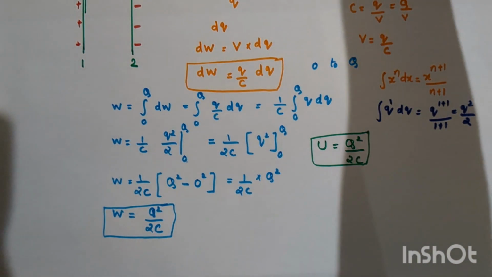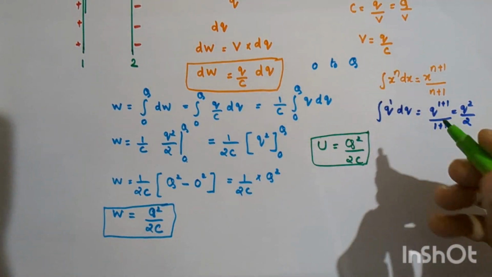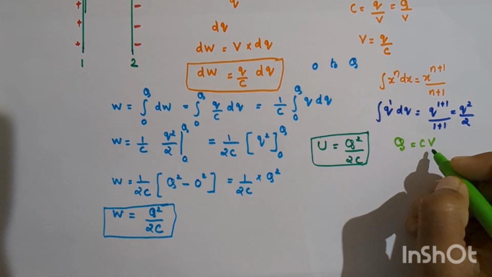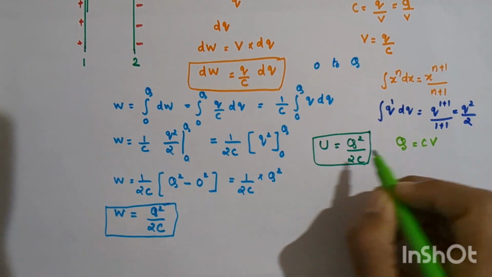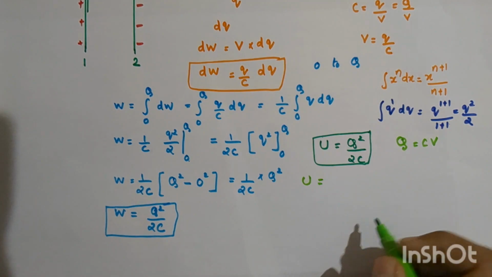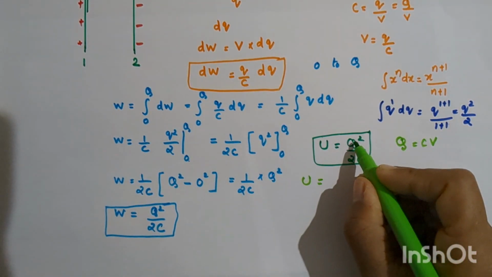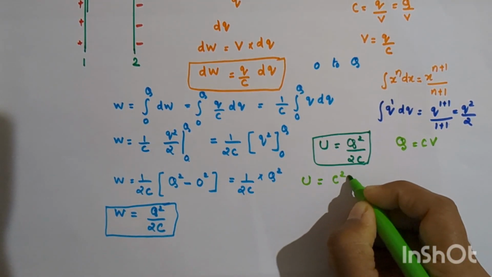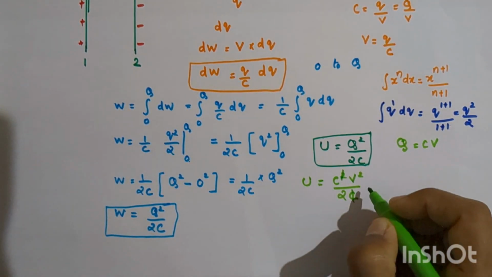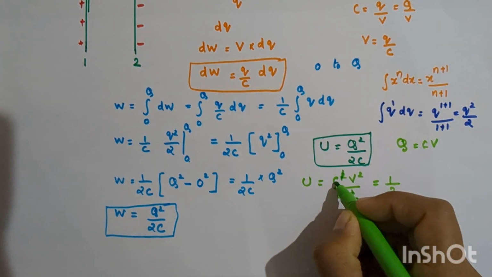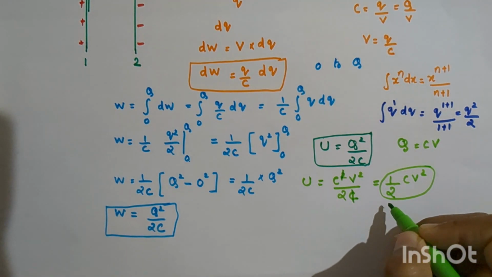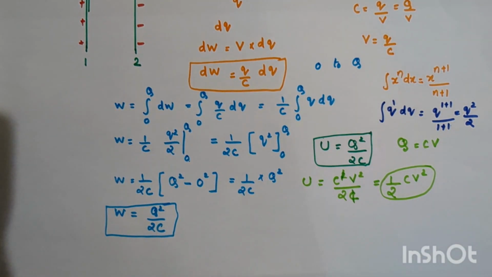See, we have this expression, Q is equal to C into V. So when you substitute this Q as CV, what happens to this expression? U is equal to Q square by 2C, so Q is replaced with CV. So Q square means CV the whole square, which is C square V square divided by 2C. One C from the numerator and one C from the denominator cancel, so that you will be getting 1 by 2 CV square. So this is another expression for the potential energy in terms of C and V.